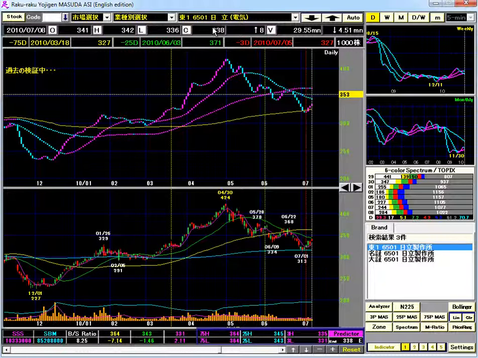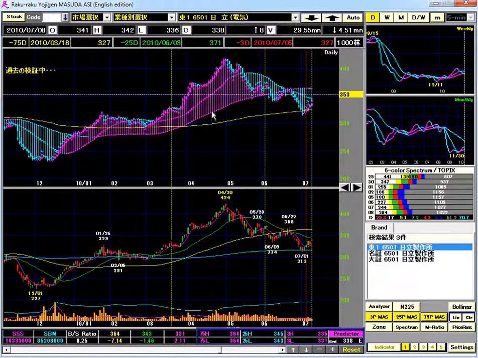The chart we're looking at here is 6501, which is Hitachi, and this is the daily chart. By now you should know that pink signifies an uptrend and blue signifies a downtrend. And when we have the Masuda Ashi shadows, we can clearly see that this is a pink zone, a strong uptrend, and a blue zone, strong downtrend.